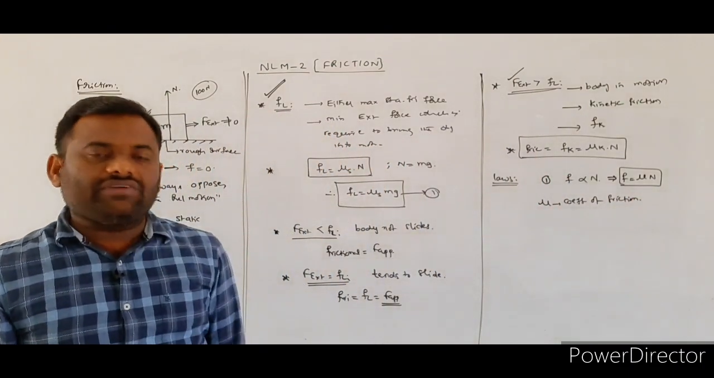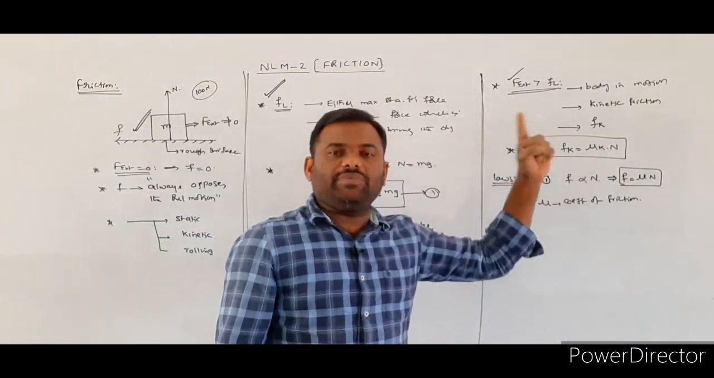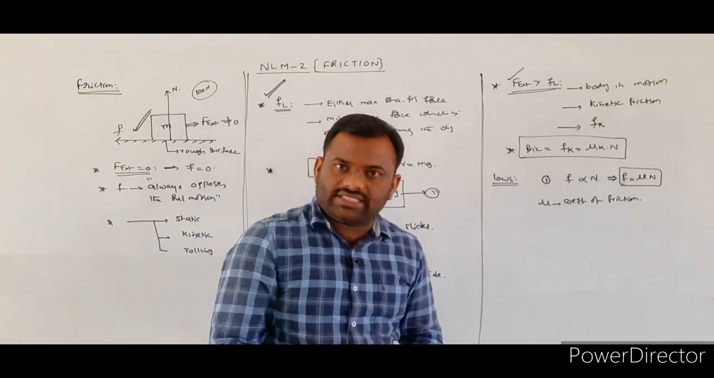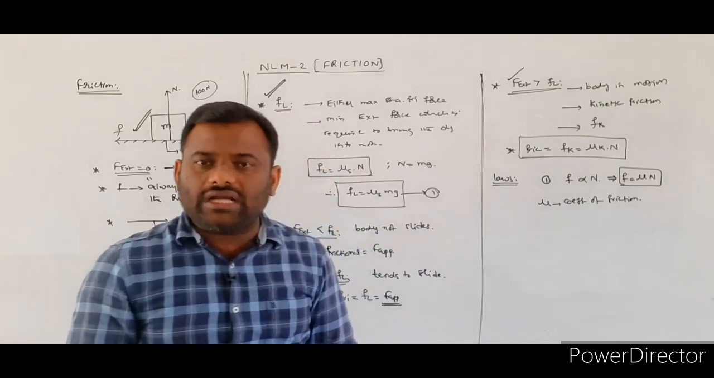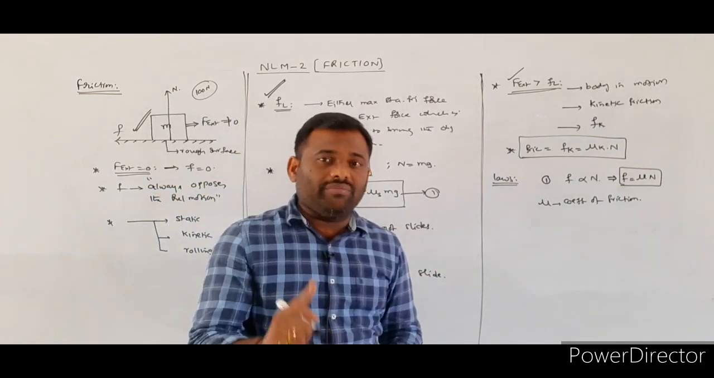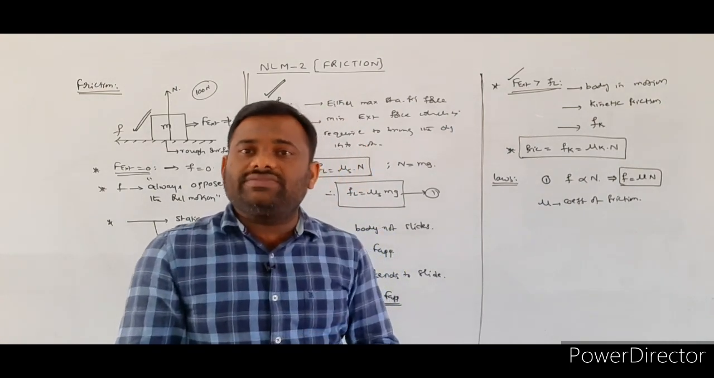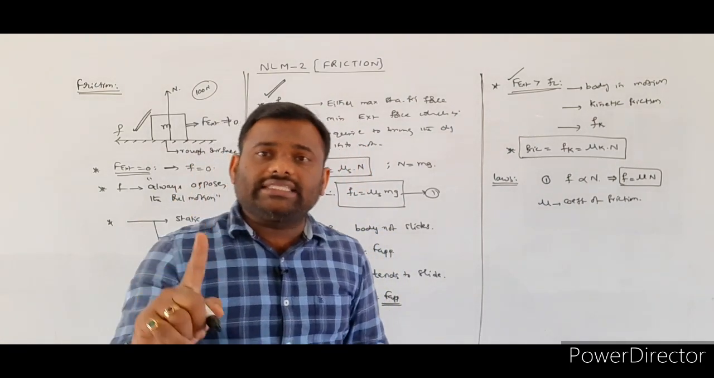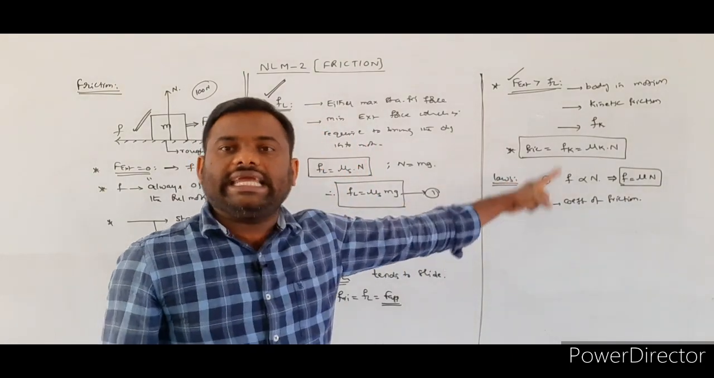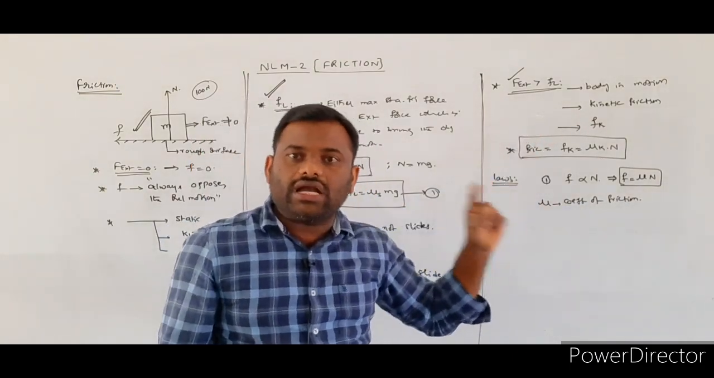So, what is the first law of friction? The frictional force is directly proportional to what? Normal reaction. To remove the proportionality, we introduce one constant. That constant value is nothing but what? Coefficient of friction. In the case of static friction as well as kinetic friction, the frictional force is independent of area of the contact.